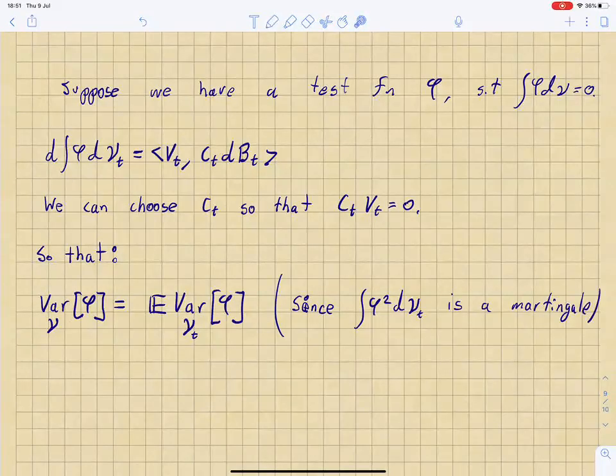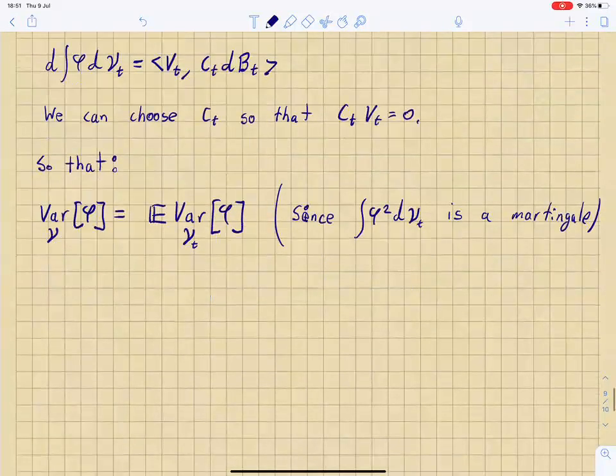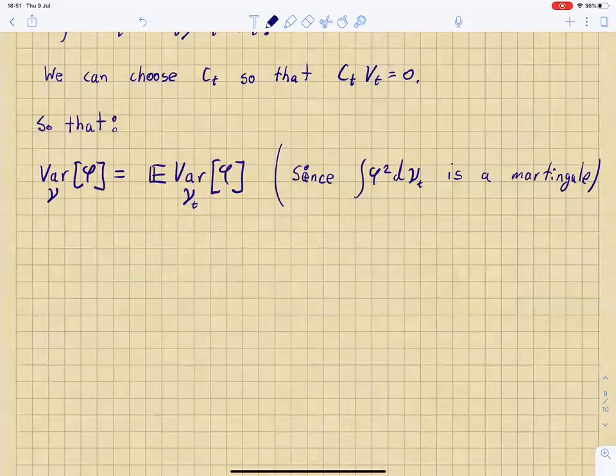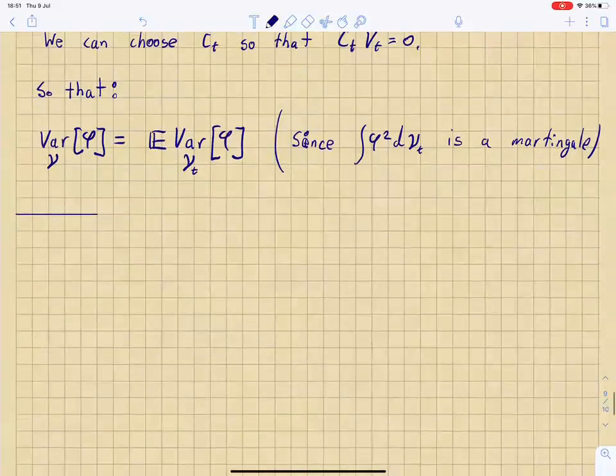So this means if I want to have an upper bound on this, it's good enough to get an upper bound on the variance of phi, not with respect to the original measure, but with respect to some localized thing. And now let me just give you the final idea of the proof of concentration. I mean, maybe one more idea. It's not the final idea, but here's another calculation.